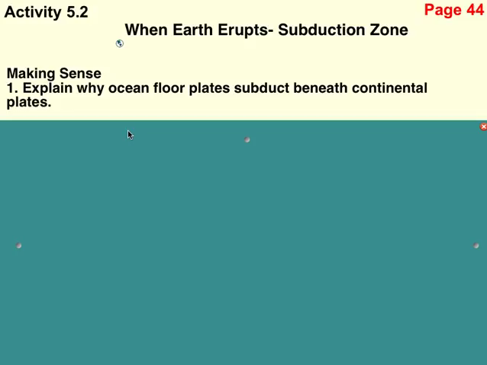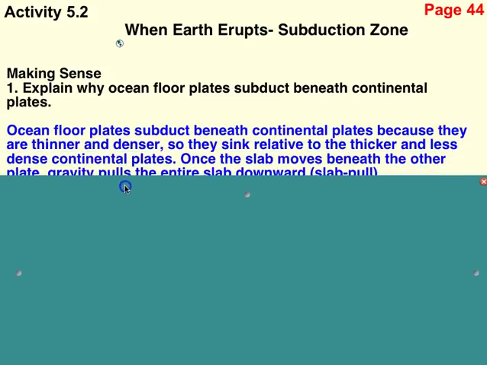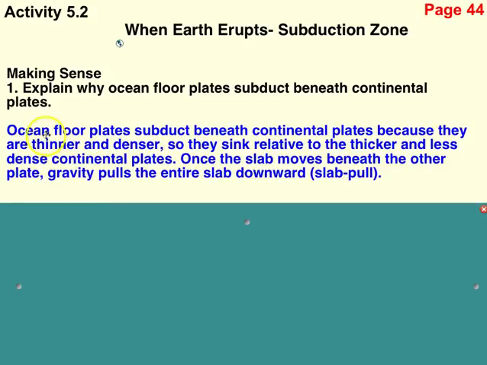All right, so you've had a chance. Explain why ocean floor plates subduct underneath the other one. Well, remember, the ocean floor plates subduct underneath the continental plates because they're thinner and denser, so they sink relative to the thicker and less dense continental plates. So again, the more dense plate is going to subduct underneath the less dense plate.